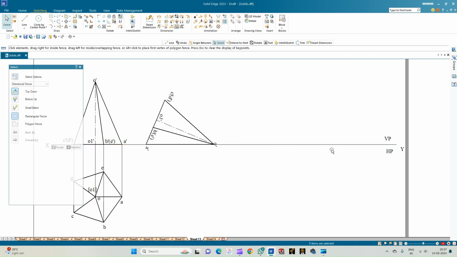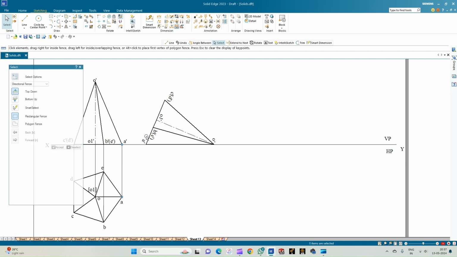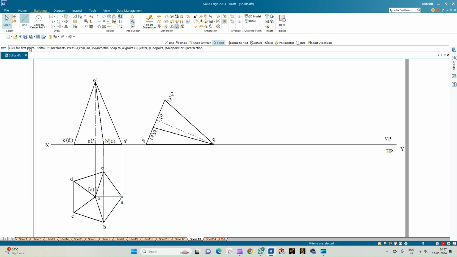so that we have got sufficient place to complete the third position, and ensure all the annotations with respect to the front view are above the XY line. So this completes the second condition in which the pentagonal pyramid is resting on one of its slant edges. To get the top view, let us draw the projections.